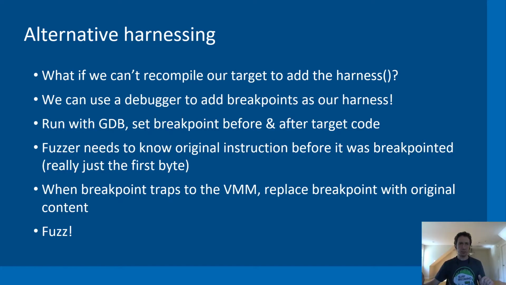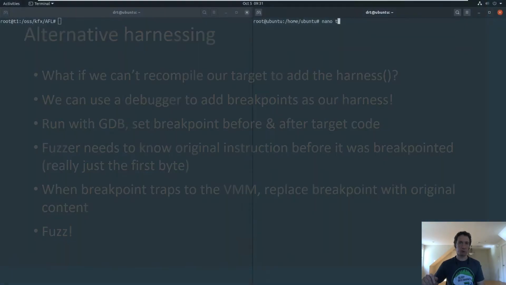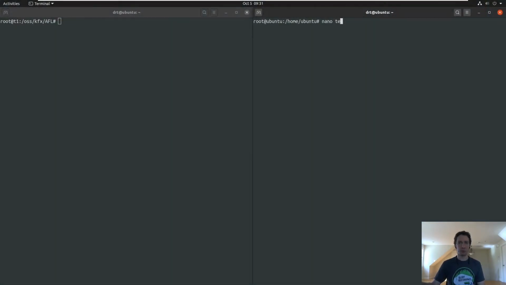The only downside of this is that when you place a breakpoint into target code, you're overwriting the code that was originally there. So the fuzzer needs to know the first byte that GDB will overwrite with the breakpoint. You need to get that information to the fuzzer. But when that information is available, then KFX just replaces that breakpoint with the original content, and then fuzzing will work exactly the same way as before.